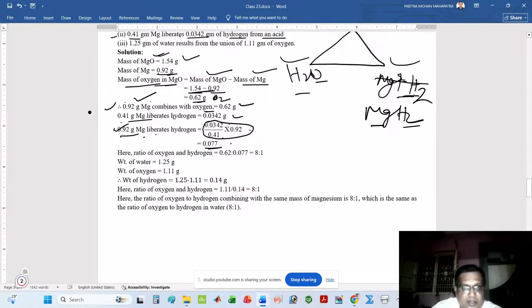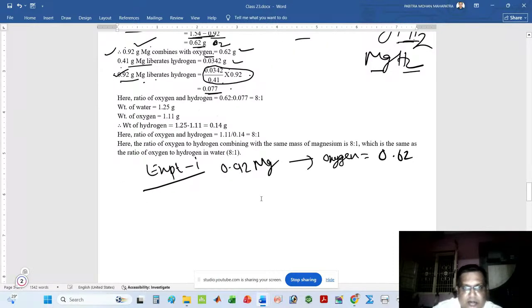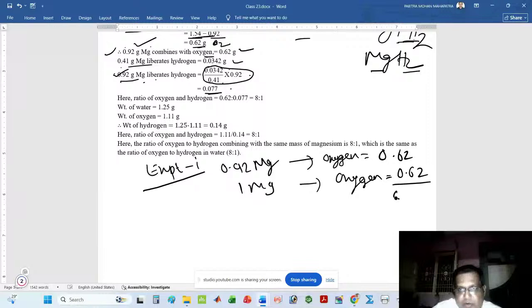Suppose if you think about experiment 1, here you can say that 0.92 gram of magnesium needs oxygen, how much? Oxygen is 0.62. Suppose a student wants to take 1 gram, 1 milligram. That means here you can take oxygen, how much? 0.62 divided by 0.92.